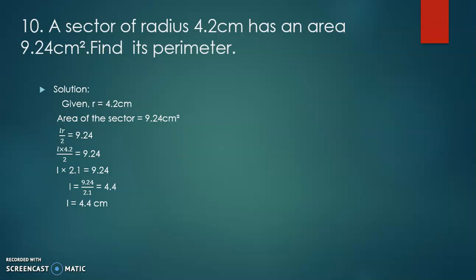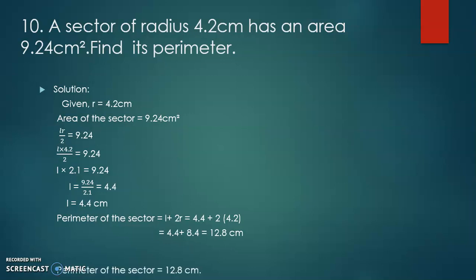So what is the value of L? 4.4 centimeter. Now what we have to find? Perimeter. So perimeter of the sector is equal to L plus 2R. Substitute the values. For L, 4.4 plus 2 into R, 4.2. So 4.4 plus 8.4 is equal to 12.8 centimeter. We are finding perimeter, so don't put square in that unit, just unit, centimeter. Okay. So perimeter of a sector is equal to 12.8 centimeter.